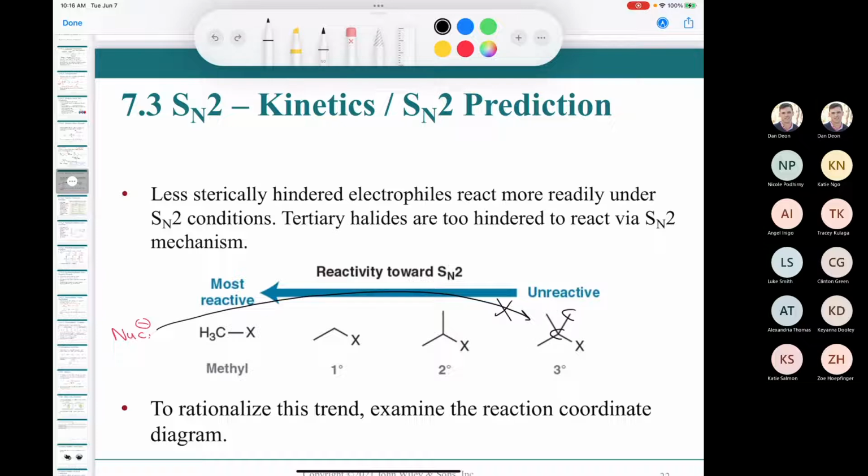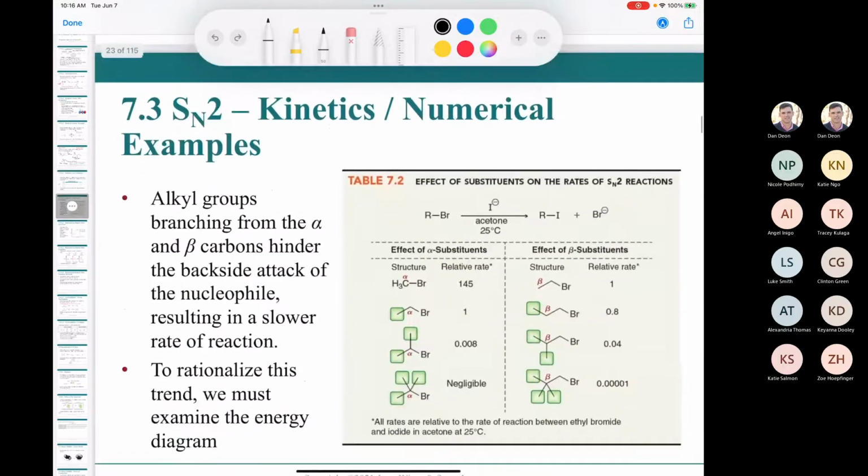And if you're thinking, well, why doesn't it go around to the other side? It can't do that either. It's too sterically hindered. And that's why we're mostly going to see SN2 chemistry occurring with methyl halides and primary alkyl halides. It can occur with a secondary halide, but there is a caveat to that, which I'm going to show you in a little bit. Let's take a look at some numbers here. It says alkyl groups branching from the alpha and beta carbons hinder backside attack, right? They encumber it. It's too difficult for the nucleophile to get to that electrophilic center.